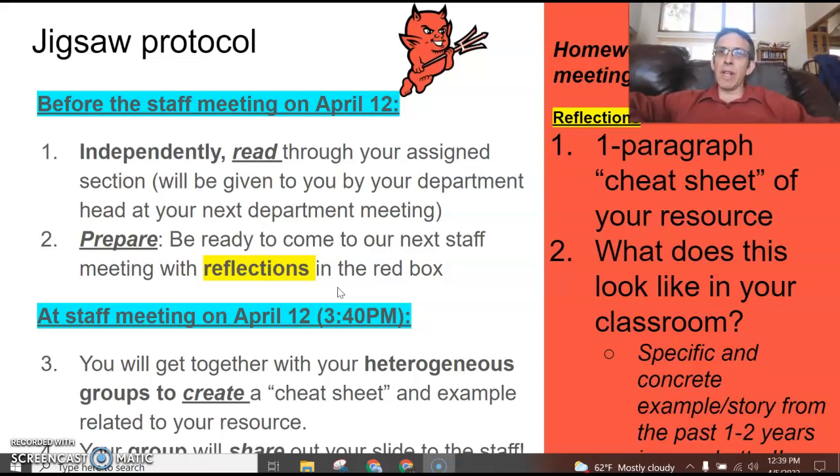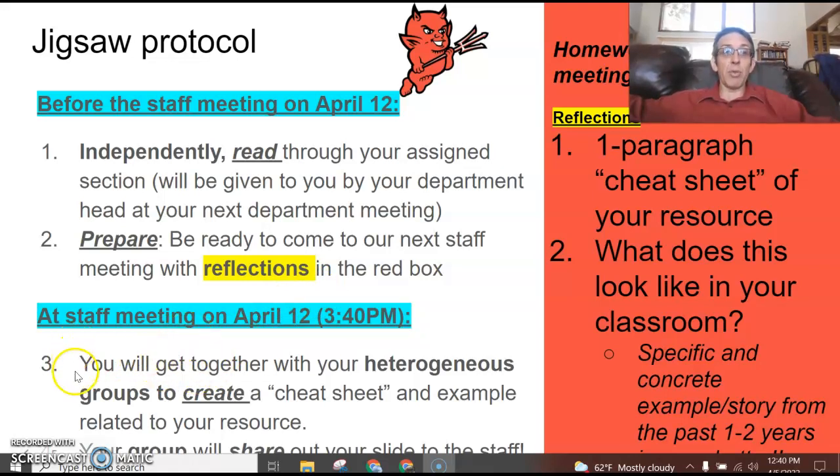Based off of your reading, you'll see that one is related to literacy instruction as far as writing goes, one is related to reading, and one is related to best practice around ELLs. You can say, oh yeah, this is something that happened to me related to that in the last maybe year or hopefully sooner, related to something the article might be talking about. So make sure that you're ready to bring that to our staff meeting on April 12th.